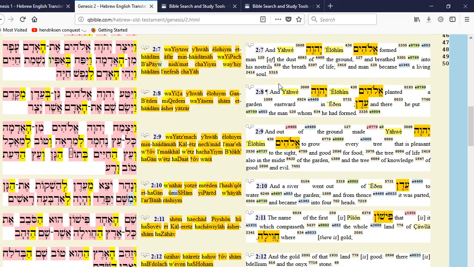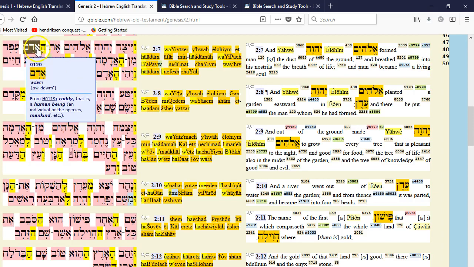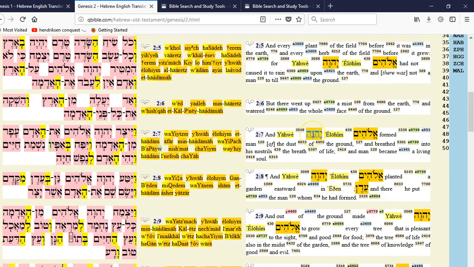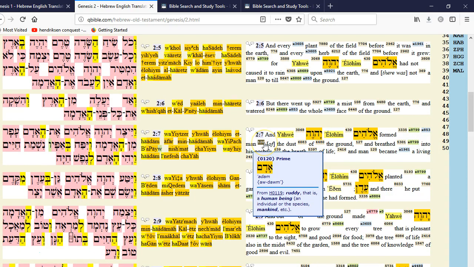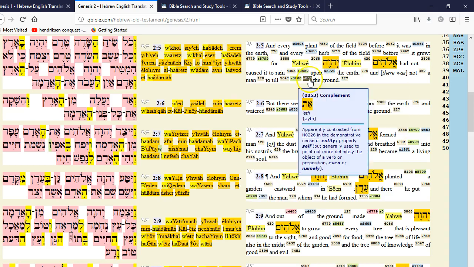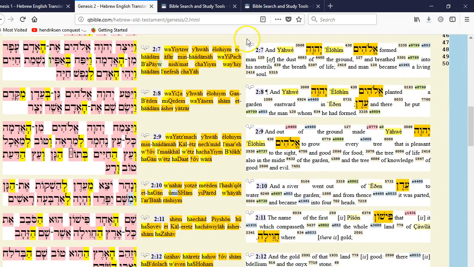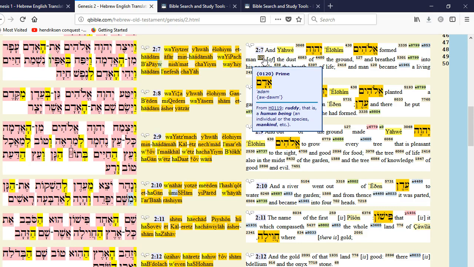Now, starting in Genesis 2:7, and Yahweh Elohim formed Adam, the man. What man? Oh, all men. Well, wait a minute. All men? Wait a minute. Adam? See, right here, there was not an Adam. There was not an Adam for what? To till the ground. So when it says here, Yahweh Elohim formed Adam, all men?